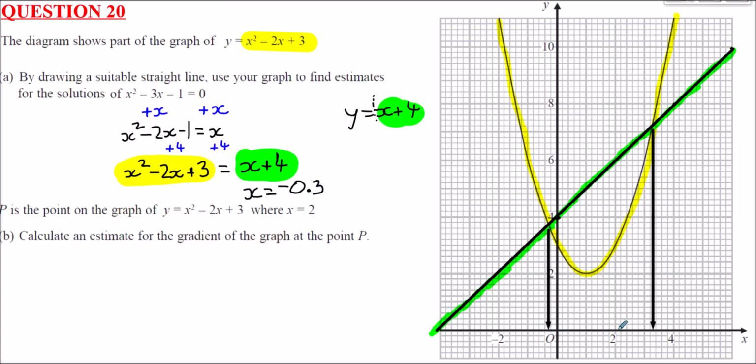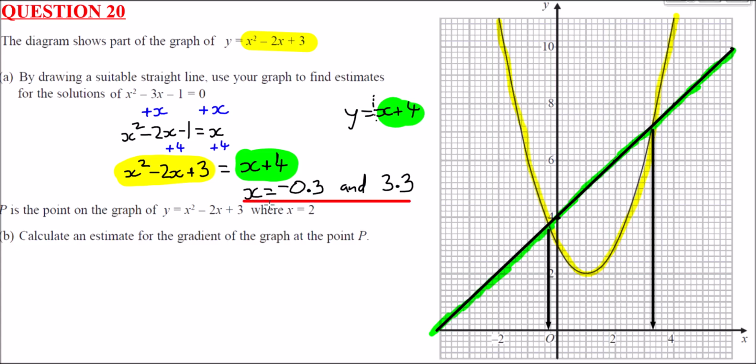And over here, 3, 3.2. That's halfway between 3.2 and 3.4. So I'm going to go for 3.3. So x equals minus 0.3 and 3.3. So those are our estimates based off drawing this accurately.